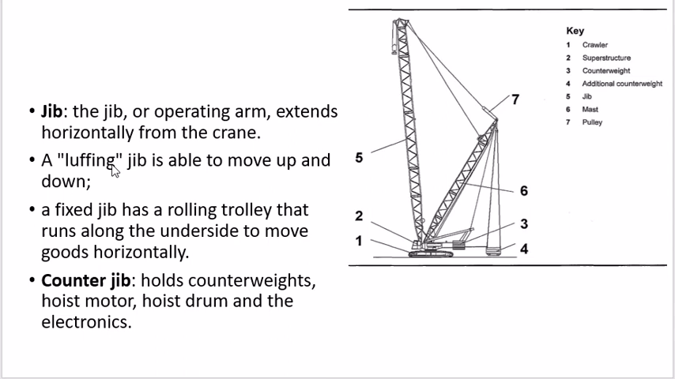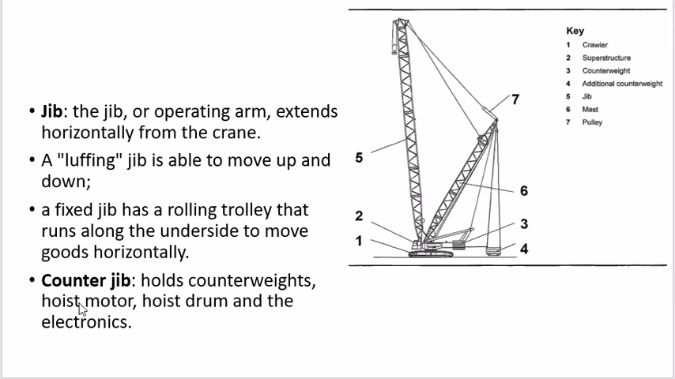A luffing jib has the ability to move the load up and down, meaning vertical movement, and a fixed jib can only move in the horizontal direction, in any direction in the horizontal. Then we have a counter jib. The counter jib is holding the counterweight. That's why its name is counter jib, which is carrying your hoist motor, hoist drum, and the electronics.